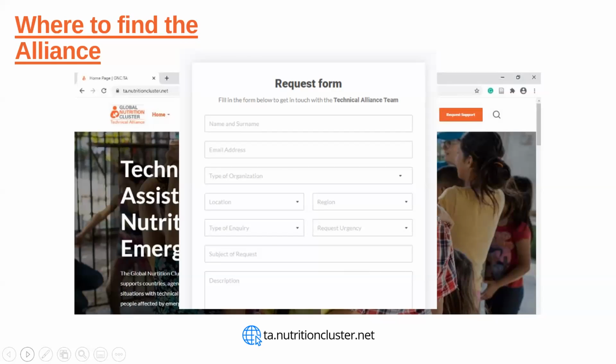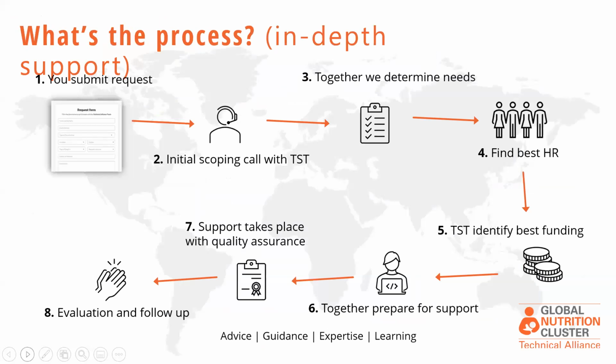Next slide, please. So the process is you submit the request. We will have an initial scoping call with you to determine the needs together. We find the best HR for you and identify the best funding. We prepare the support together, and then it takes place with quality assurance, evaluation, and follow-up.